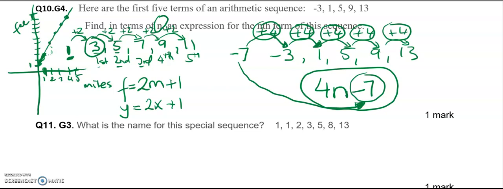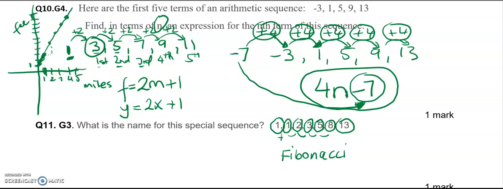How Fibonacci sequences work is that the next term is worked out by adding the previous two terms. So as you can see, in this next question we have 1 and 1, which gives us 2. Then we have 1 and 2, which gives us 3. 2 and 3 equals 5. 3 and 5 equals 8. 5 and 8 equals 13. So we call this special type of sequence Fibonacci.